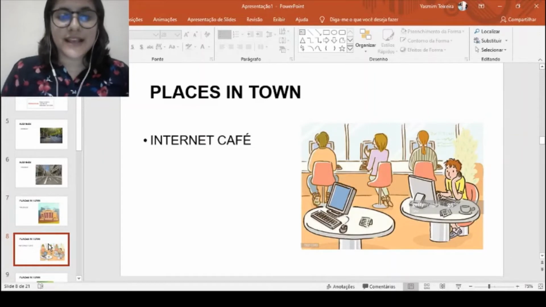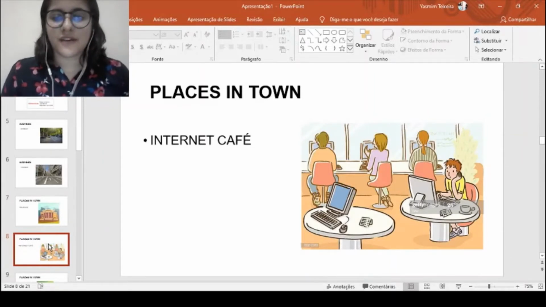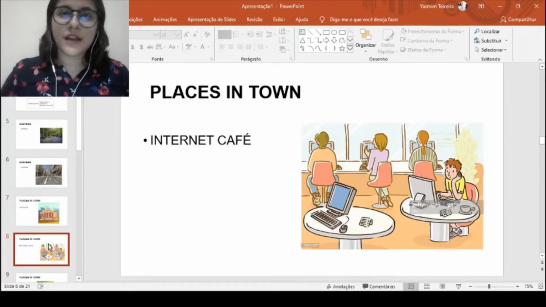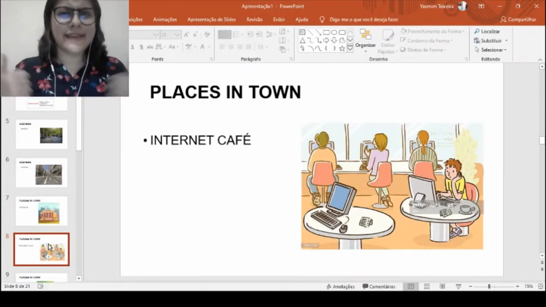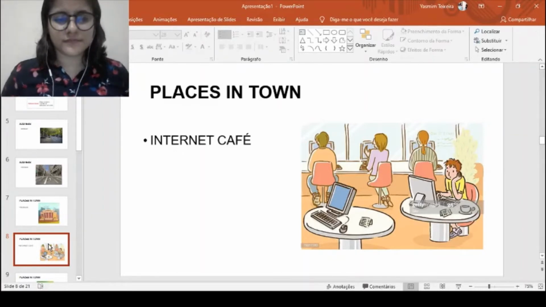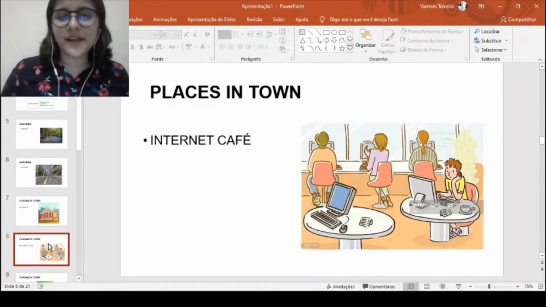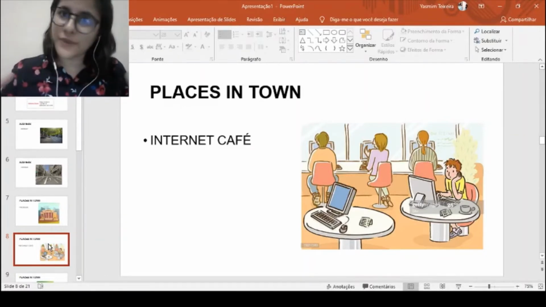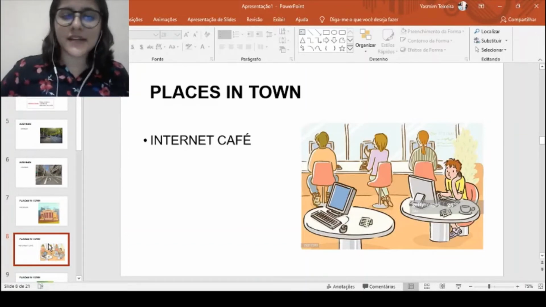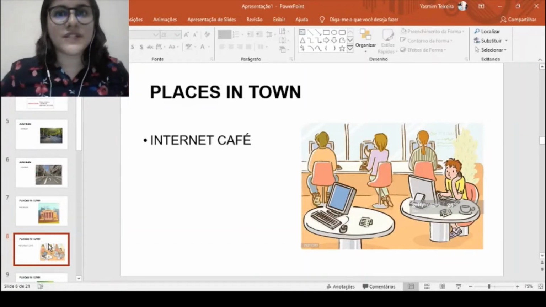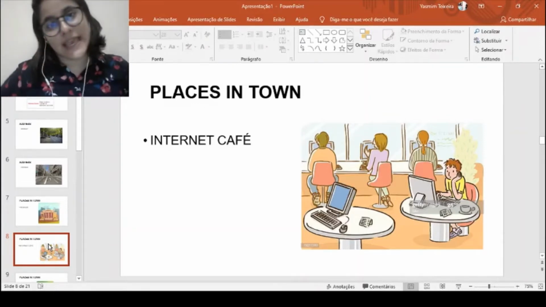Next is internet cafe. Do you go to an internet cafe in your town? Yes or no? I don't go to an internet cafe because I have a computer in my house. And you? Have you ever been in an internet cafe? Você já foi in an internet cafe? Yes or no?